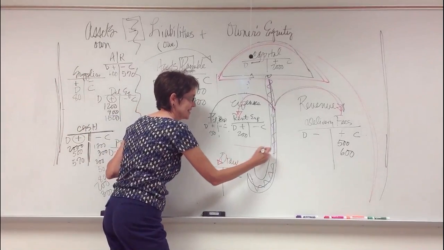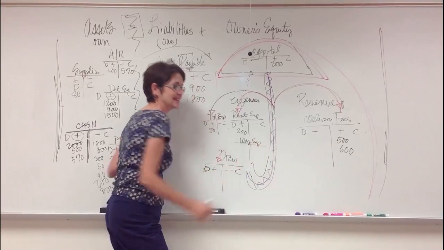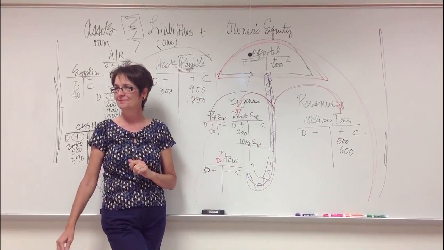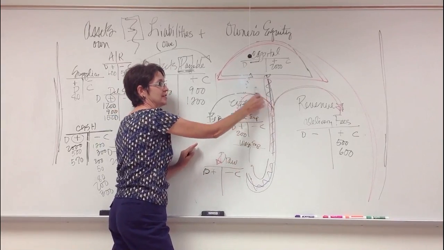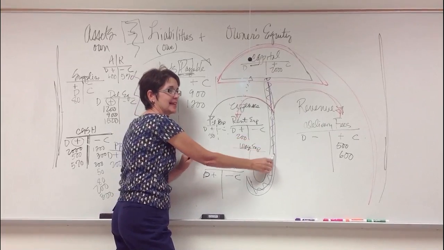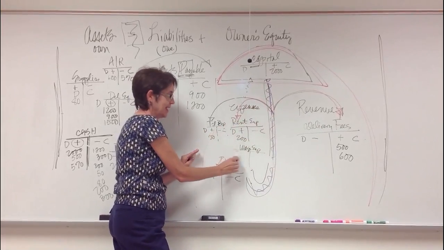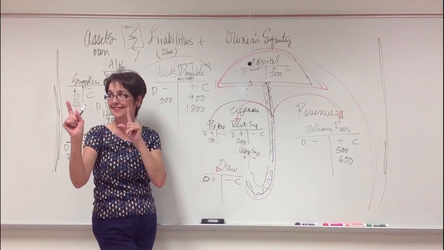So as an expense here we have wages expense, right? Wages expense is on which side of my umbrella? Left. To the left. So it's going to increase on the left, under debit. Also, left means debit.